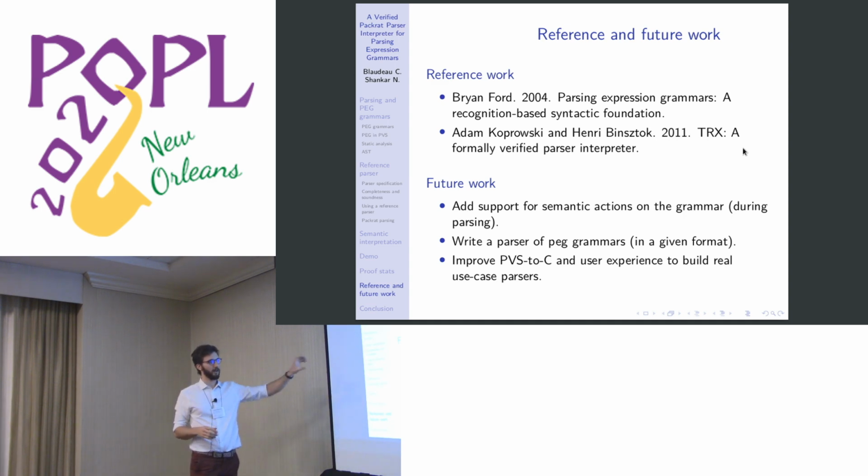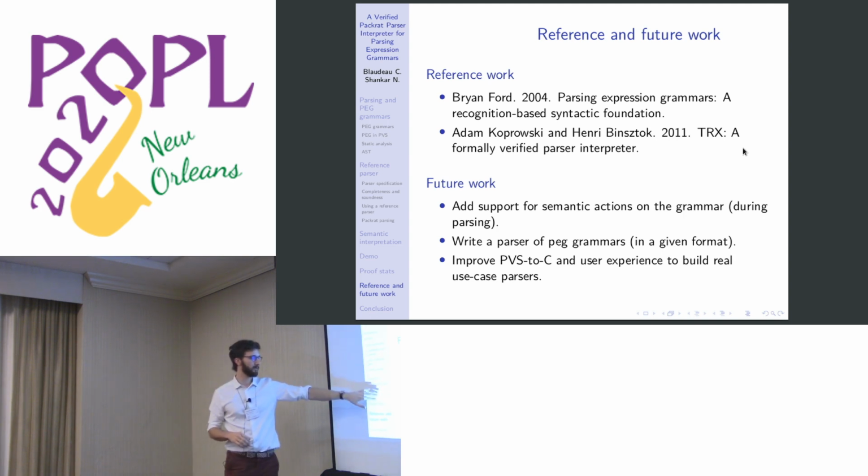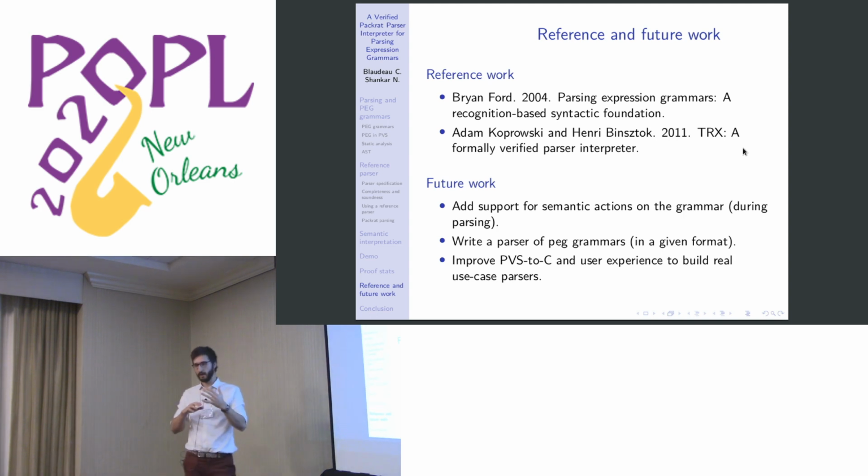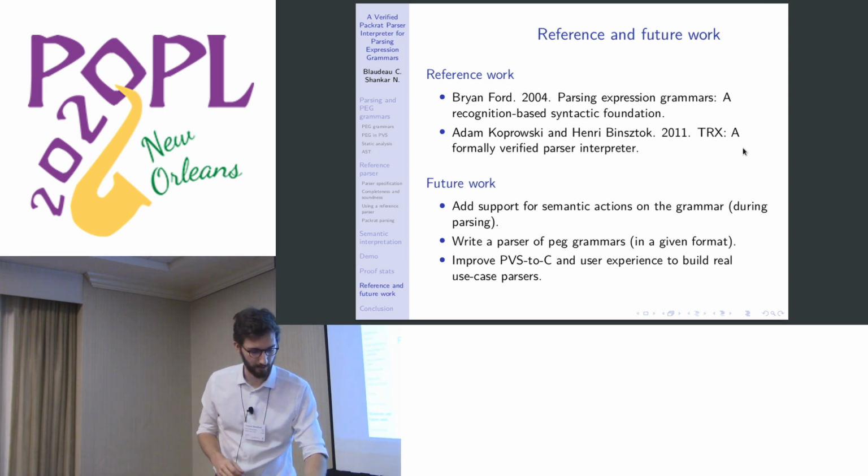That's a huge thing because you have to change all the architecture. And then we'd like to write a parser of PEG grammars themselves, so that a user can provide a file that describes the PEG grammar and get the PVS implementation out of this, and not write the constructor of the grammar himself. That's linked with the third point, which is to improve the user experience in building real use case parsers, which is not very easy for now.